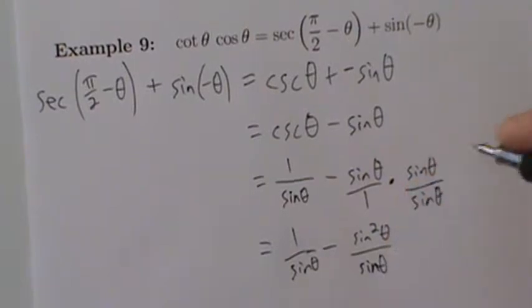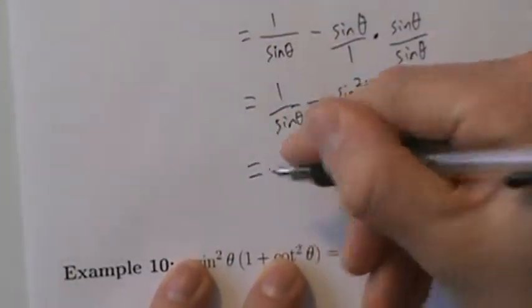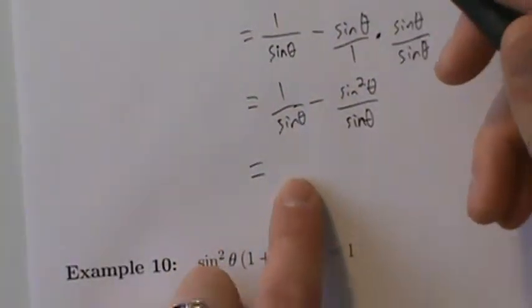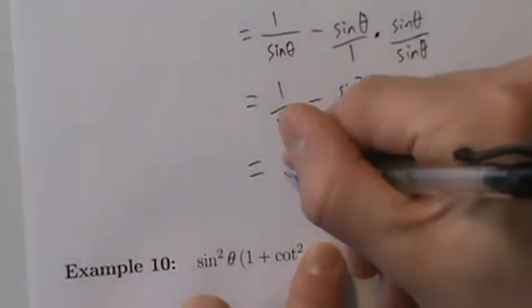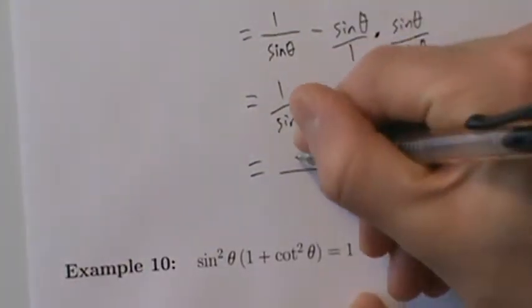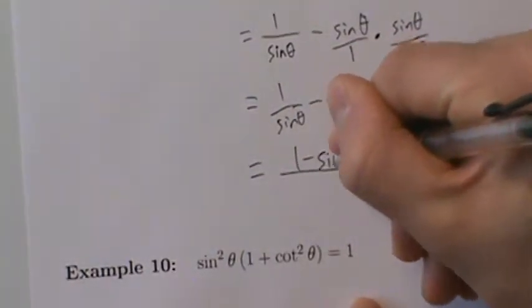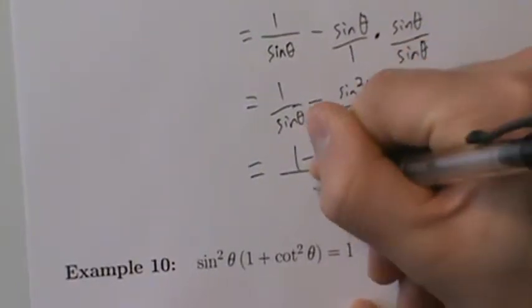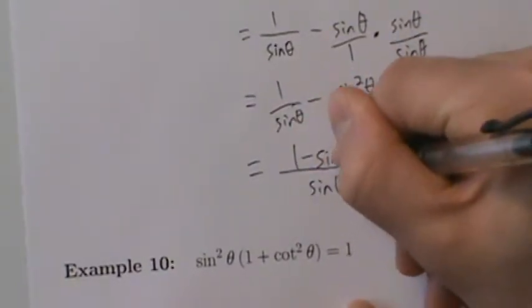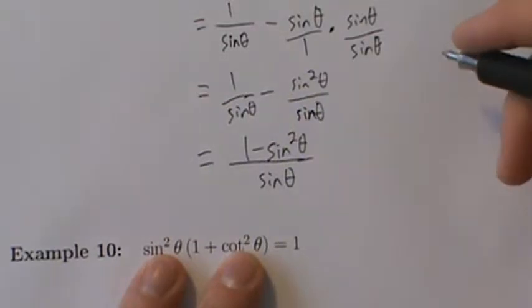Okay, that's great. So now 1 over sine of theta minus sine squared of theta over sine of theta. We can squish that all together into one fraction, one quotient, and that's 1 minus sine squared of theta, all divided by sine of theta. Okay. Now where do we go from here?